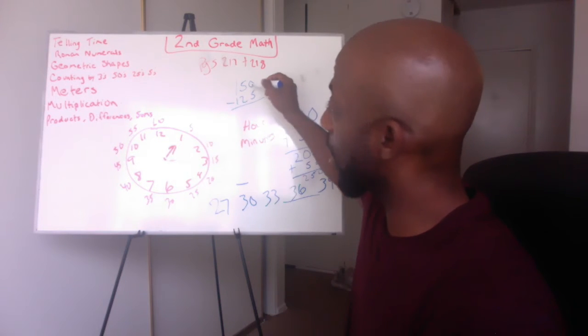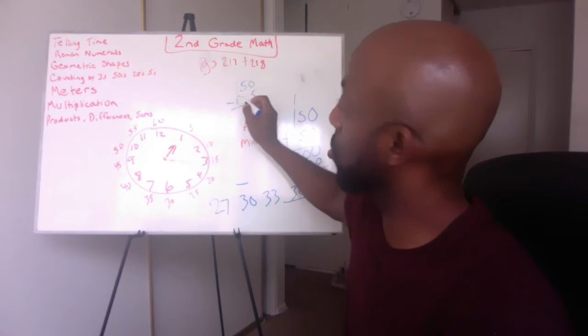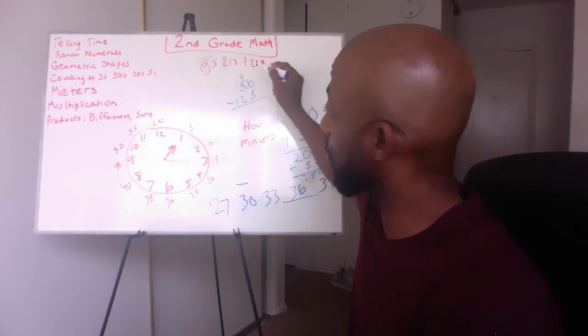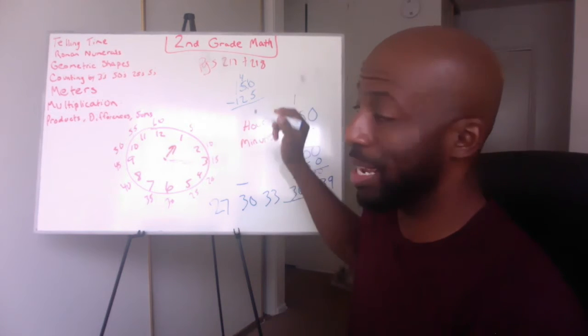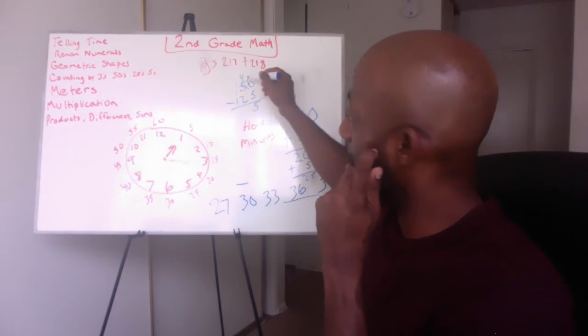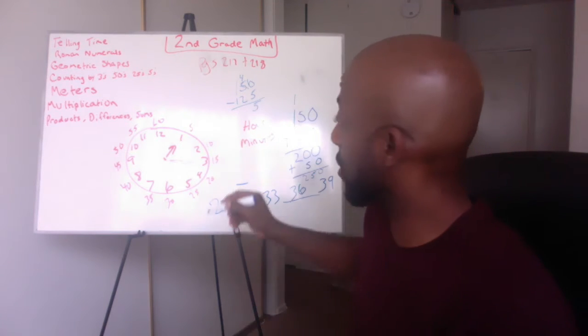So can we take 5 from 0? No, we can't. So what do we have to do? We have to borrow. So we're going to take 1 away from 5, and that's going to become a 4. We're going to put a 1 in front of the 0. That's going to give us 10. And 10 minus 5 is 5. Okay. So now we have 4, because we took away 1. We have 4 minus 2. What is that? That's a 2.